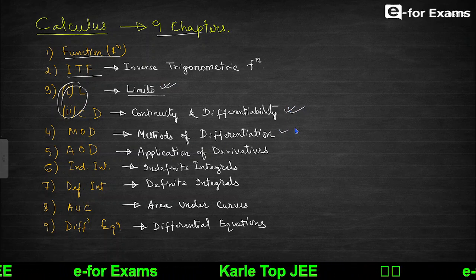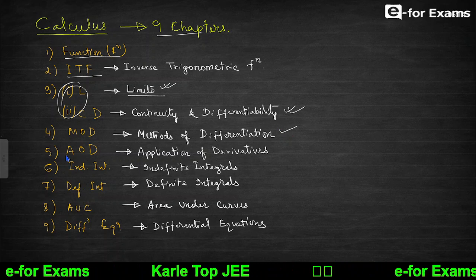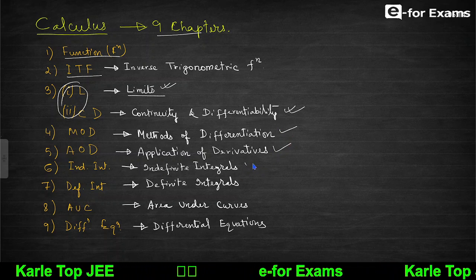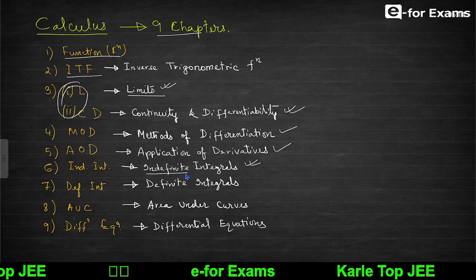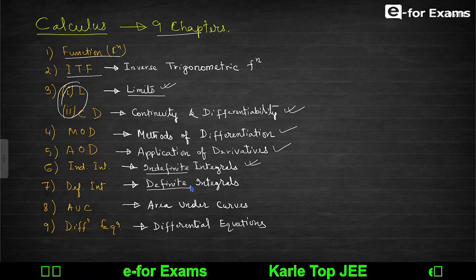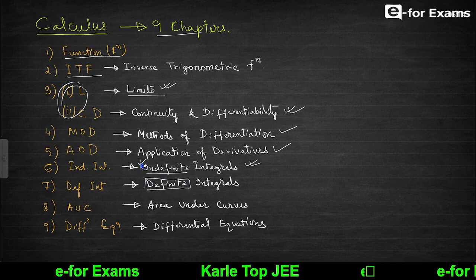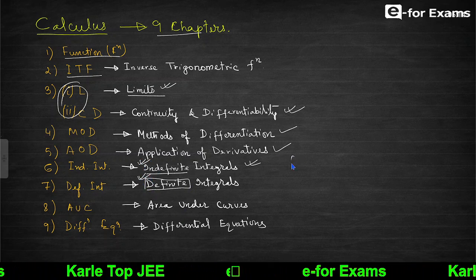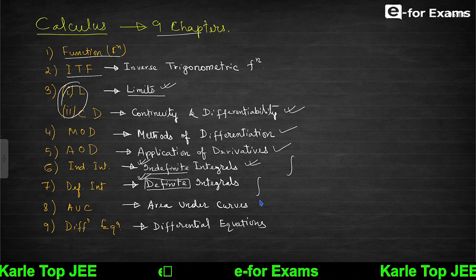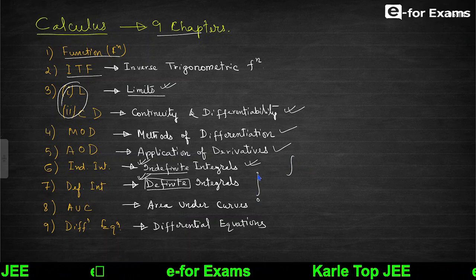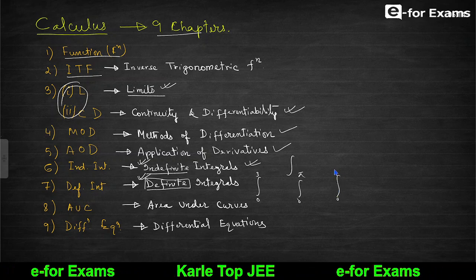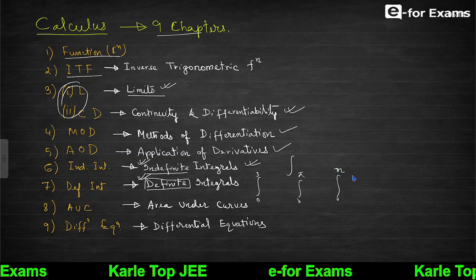Chapter number 4, method of differentiation. Chapter number 5, application of derivatives. 6th, integrals, indefinite integrals, and number 7, definite integrals. First we are going to study indefinite integrals, then definite integrals. Indefinite is this. Definite means you are going to have from 0 to 3 or 0 to pi, some range. We are going to have some n.